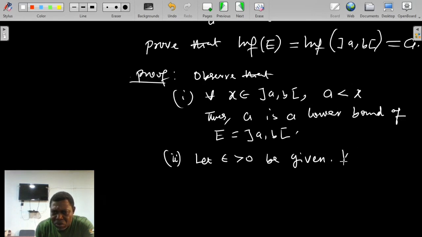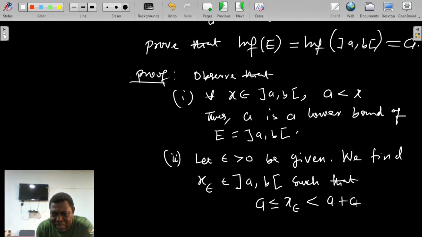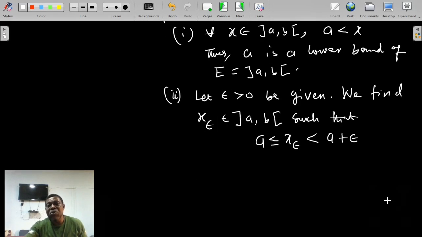Our job is to find x epsilon in the set AB such that A is less than or equal to x epsilon, and this x epsilon is less than A plus epsilon. This is what we want to do. Once we're able to find this x epsilon, then we are done. If we're able to find x epsilon that will satisfy this inequality, then it means that A is the infimum of the set. So how do we find this x epsilon?